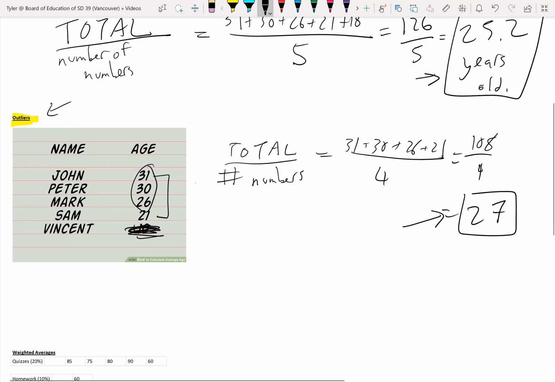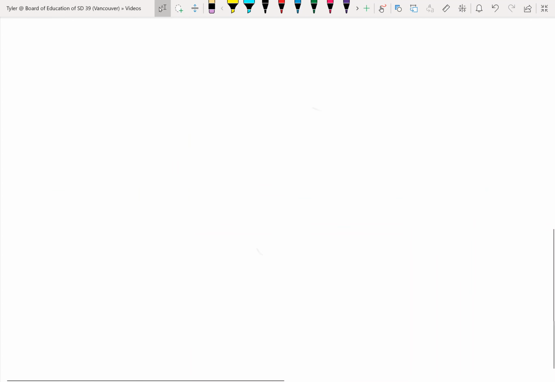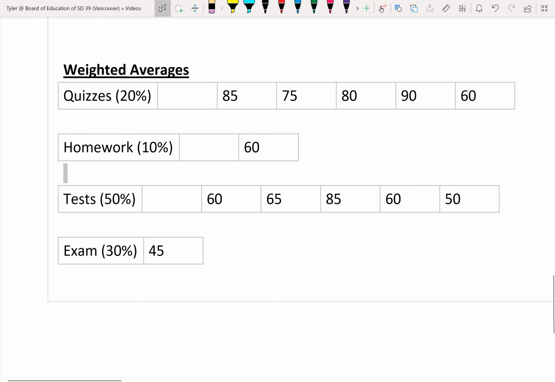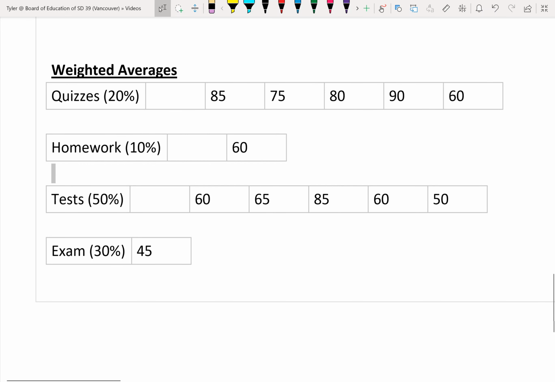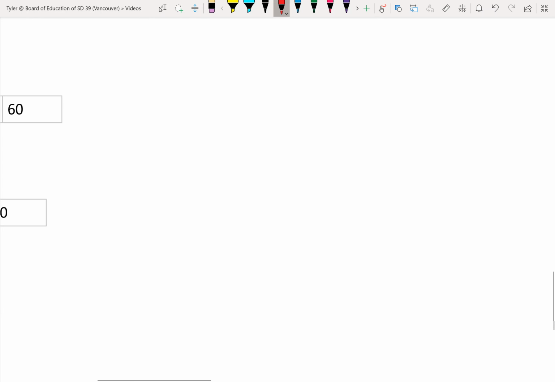Does it make sense? What's the new average? Is that average better? Now, the last thing we're doing is weighted averages. This is where you have different groups of numbers. Sometimes it's just straight up numbers. You might have like, let's say 30 and 70.